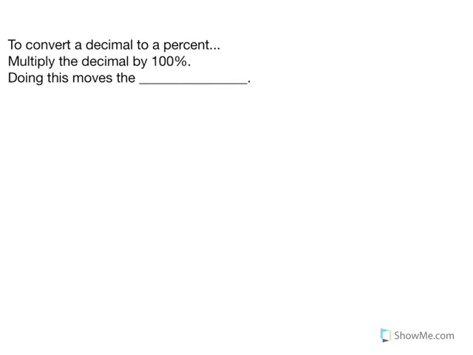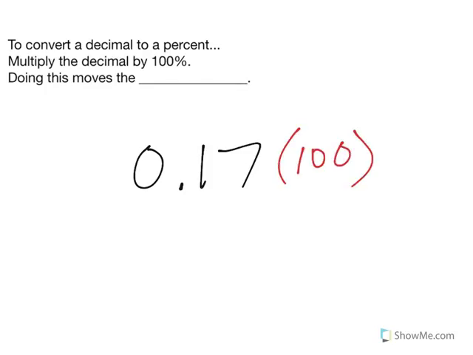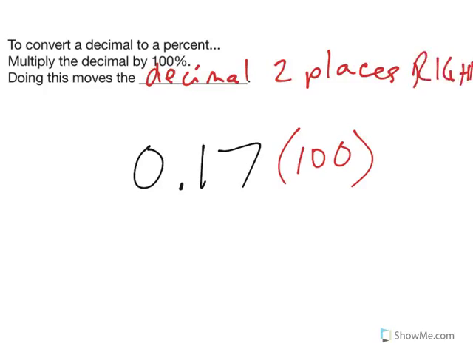Now we can also go the other way. If I have a decimal, right, so if I have 0.17, if I want to change that to a percent, I multiply by 100. And if you multiply by 100, this moves the decimal 2 places to the right. And it moves it 2 places because we have the 2 zeros. If you kind of think about scientific notation, same basic concept of moving the decimal.